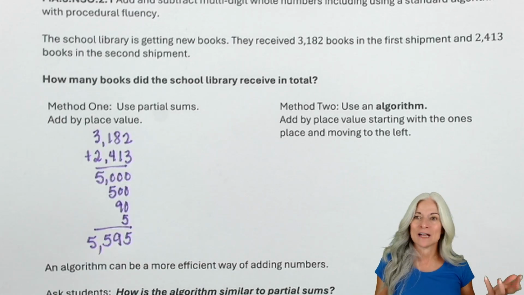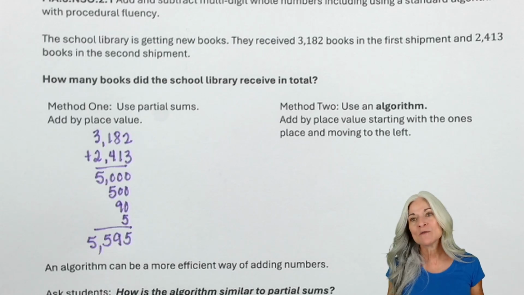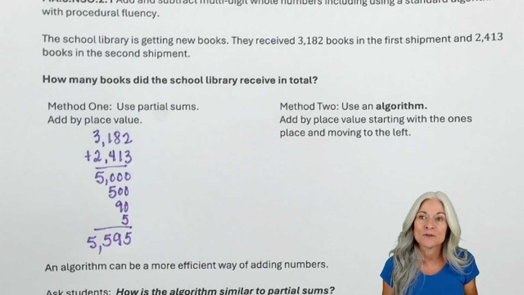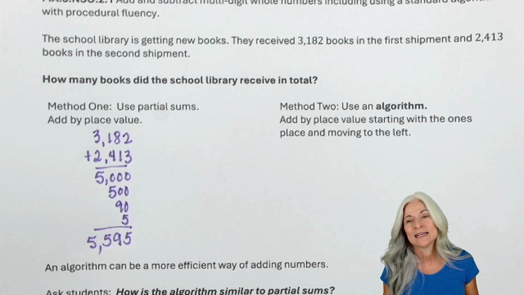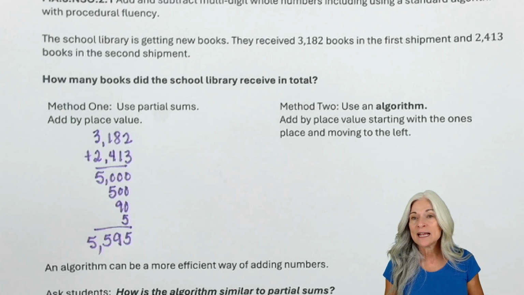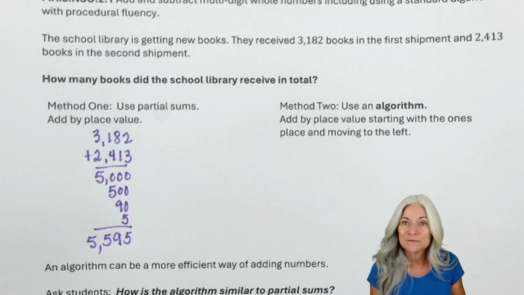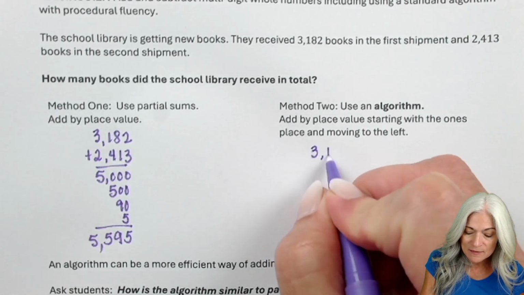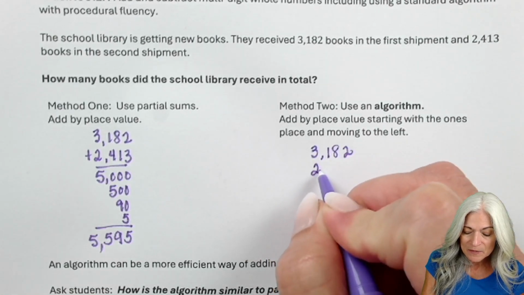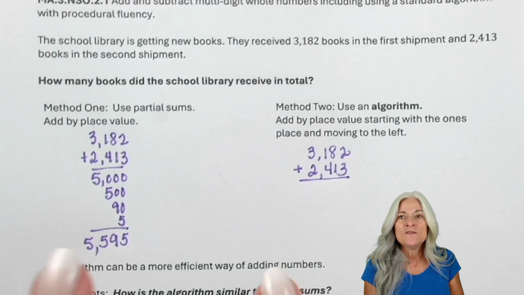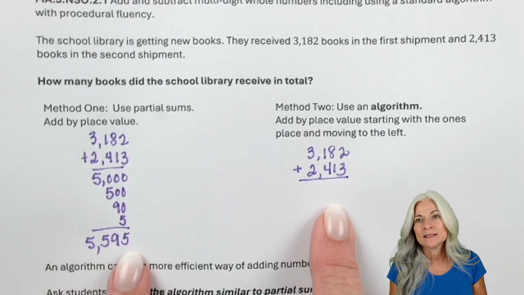Now, method 2 is the algorithm. Make sure students are comfortable and familiar with that word. An algorithm is just a rule that we use for carrying out a particular math operation. We're going to have them for fractions and for multiplying, for dividing. So we're going to use the algorithm. We add by place value starting with the ones, move to the left. So we have 3,182 and 2,413. All right, I like having these side by side so they can make these comparisons.